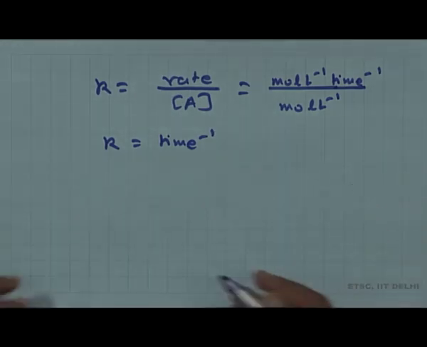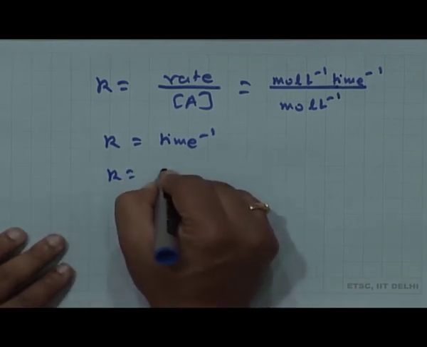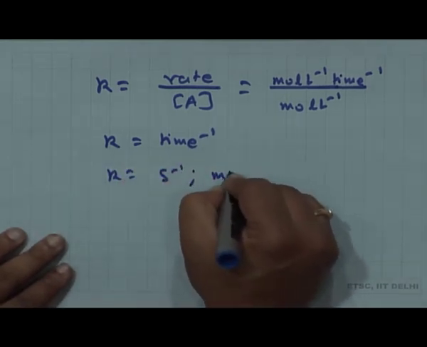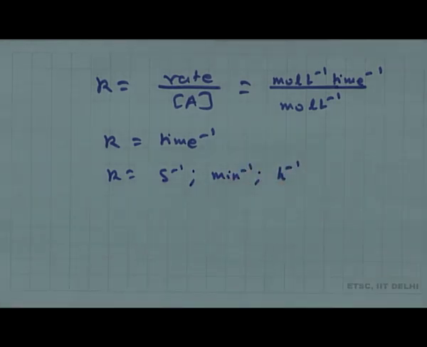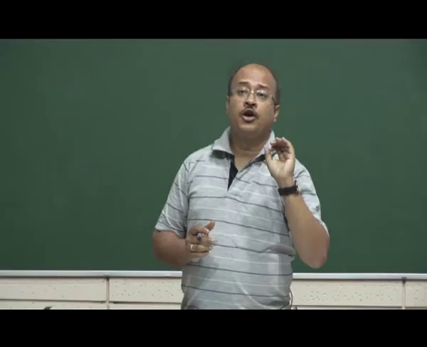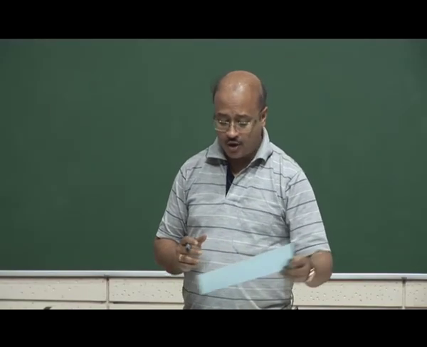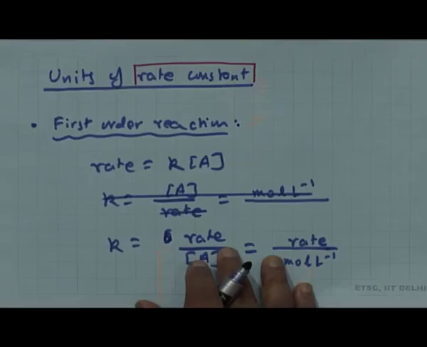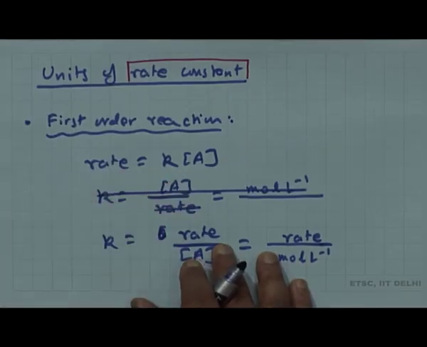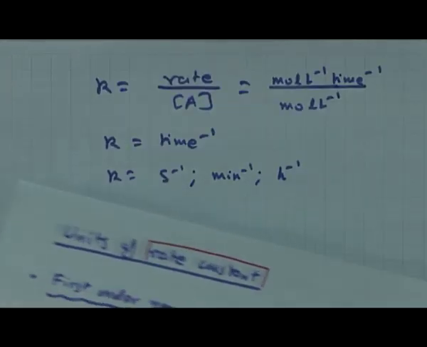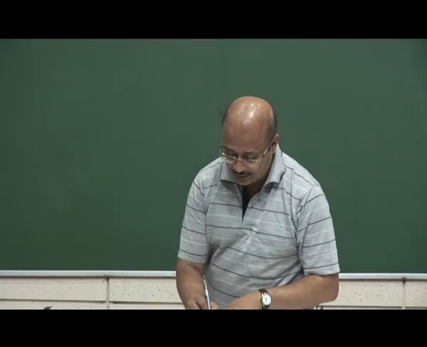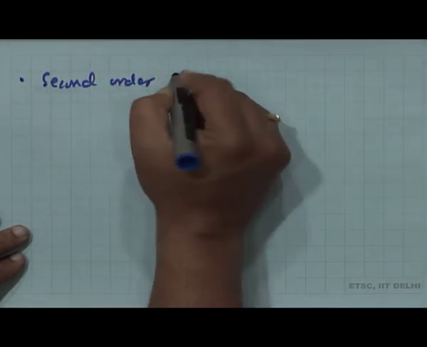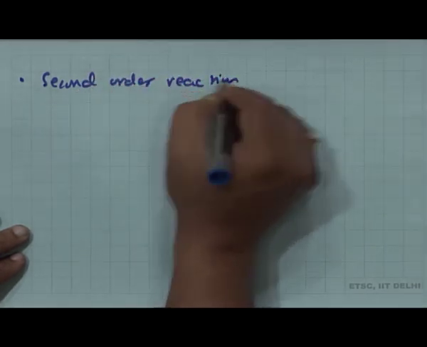So, if it is second, it can be second inverse, it can be minute inverse, it can be hour inverse, h standing for hour, and so on, right. So, hence for a first order reaction of the type rate is equal to K times A, the unit is the inverse of time, okay. So, likewise we go to second order reaction.